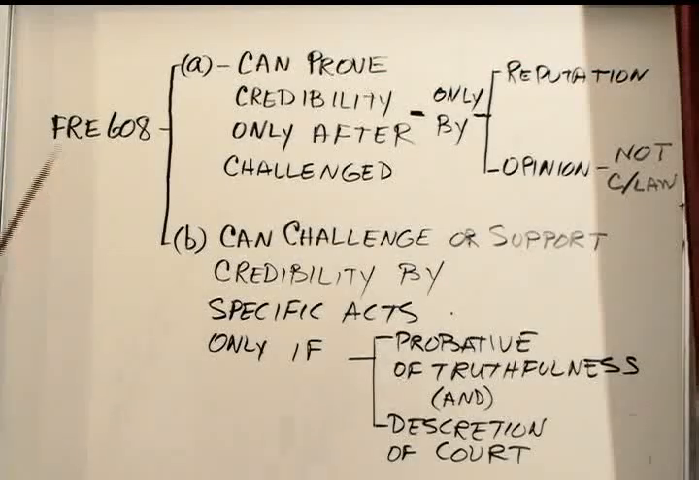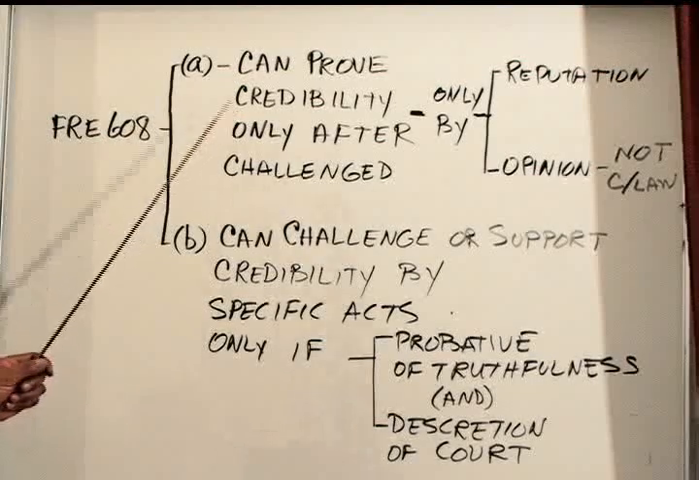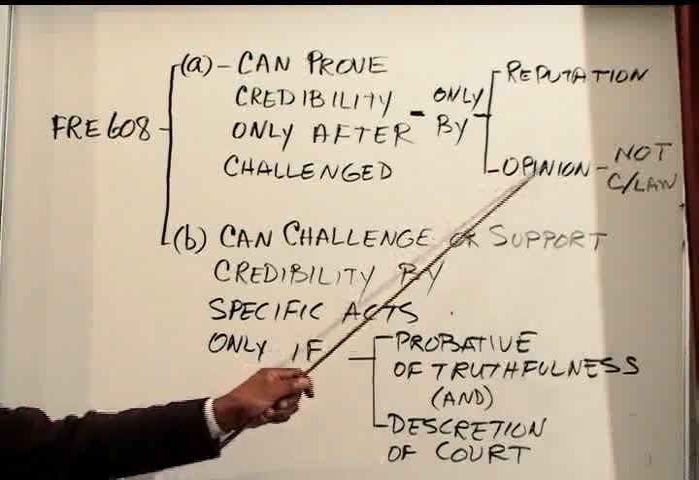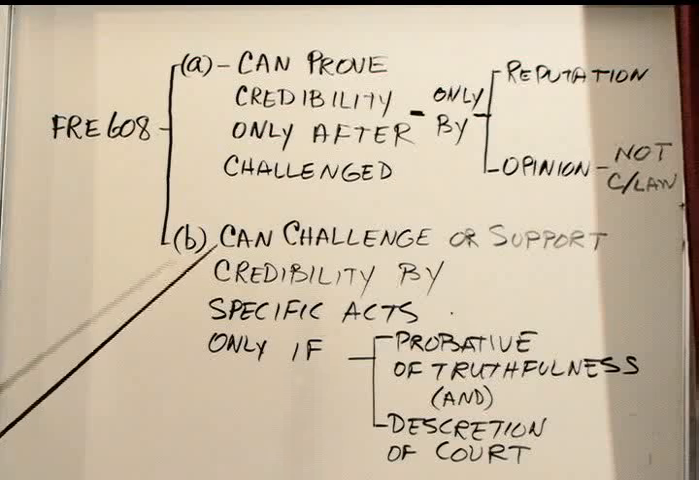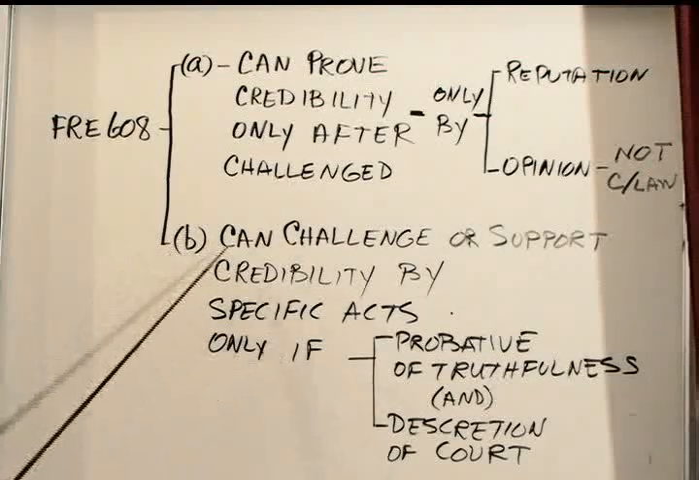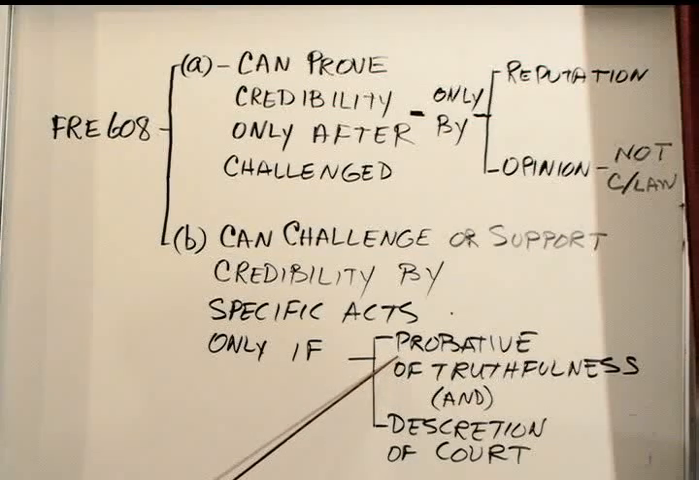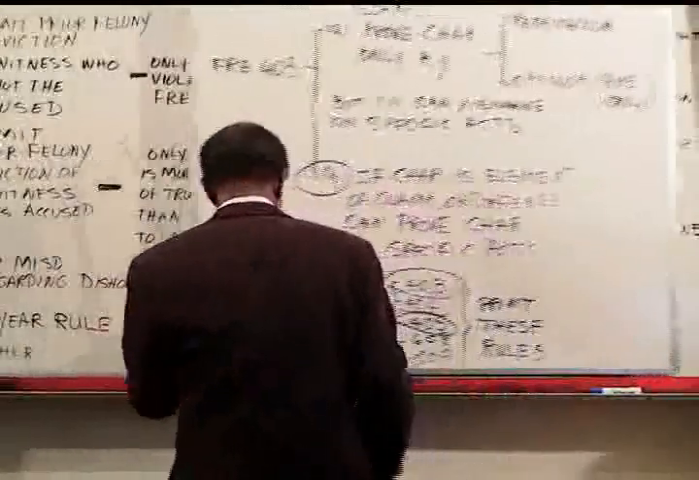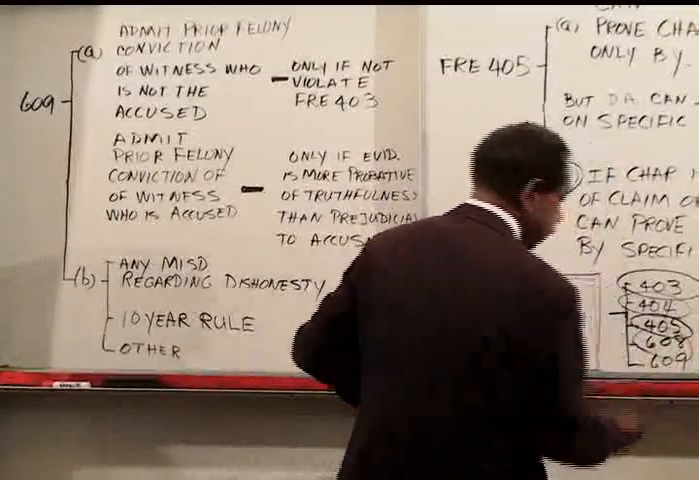608, again, is about credibility. You can't support a person's credibility unless it's been attacked. And when you support it, you're stuck with these methods here. Note this difference between common law and the FRE. And then finally, if you're looking at the person's conduct, and you want to put that in to impeach them, the conduct must be probative of truthfulness, and you need to get permission from the court. And that brings us to 609. So they complete 608 here, and that leaves us with 609.